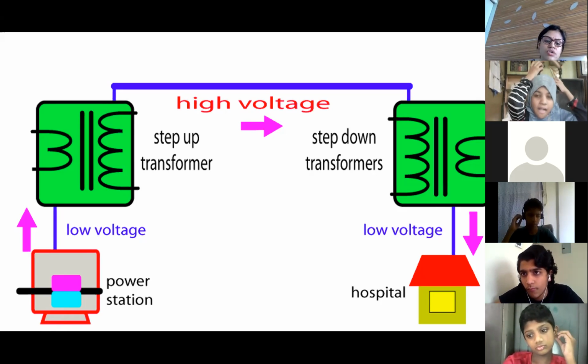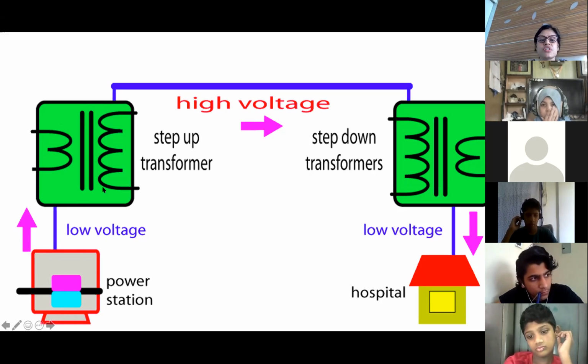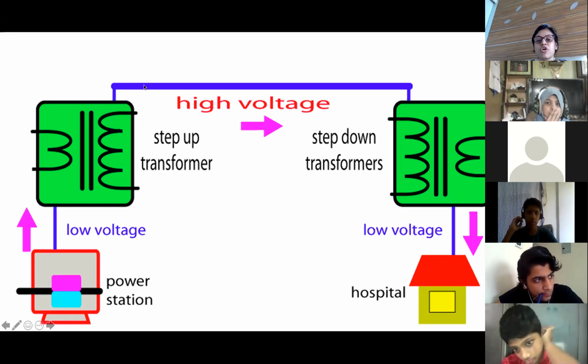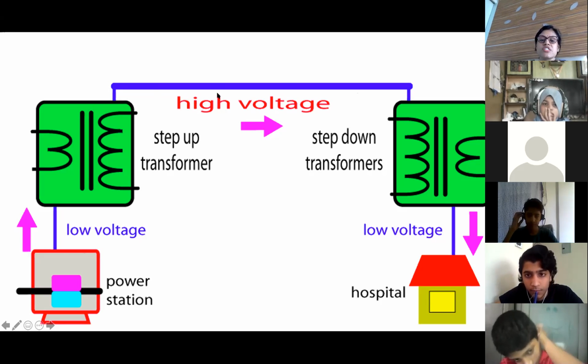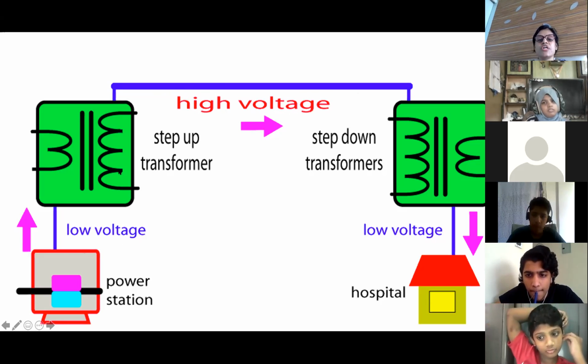Okay, so this is the power station. It is produced at low voltage. This is a transformer which steps up the voltage. Why? Because for transmission lines we need a high voltage, otherwise there will be power loss. We don't want power loss, because whatever energy is being produced, we want it at our house. So transmission lines use thicker wire and high voltage. We step up the voltage so that it is transmitted at high voltage.